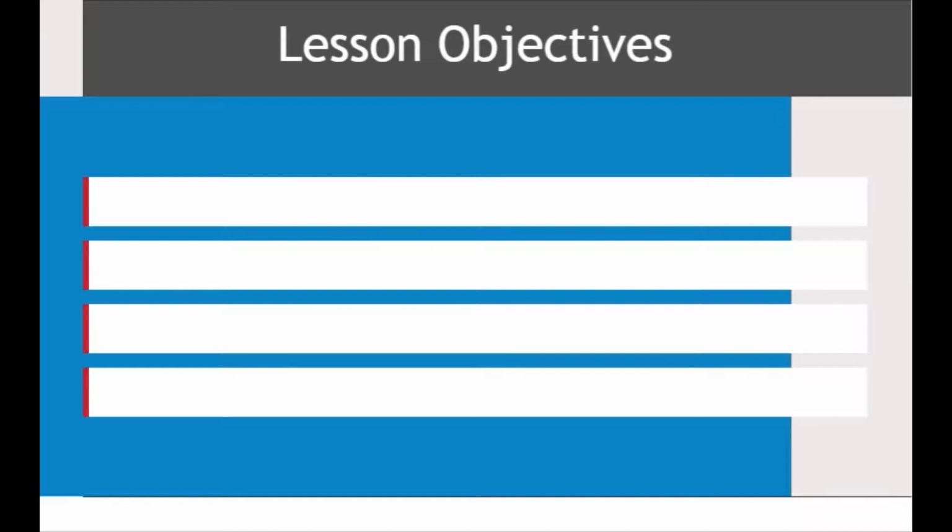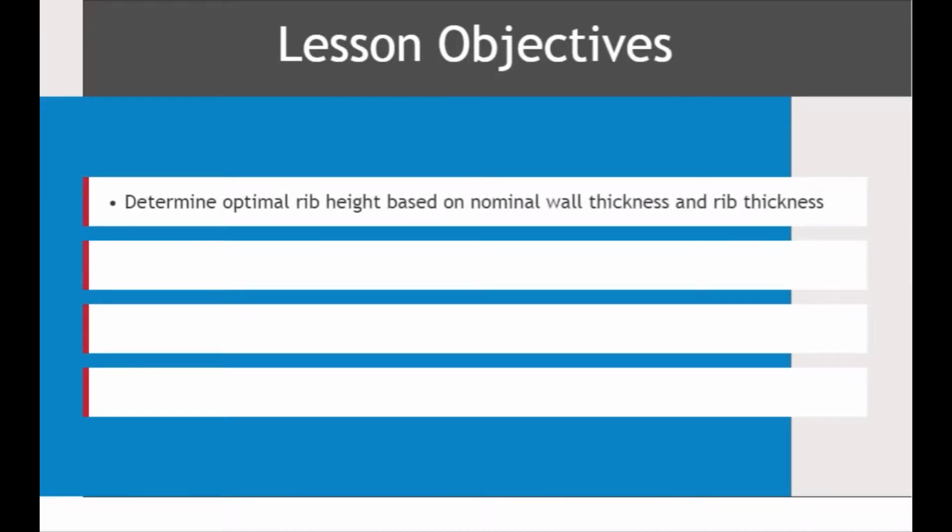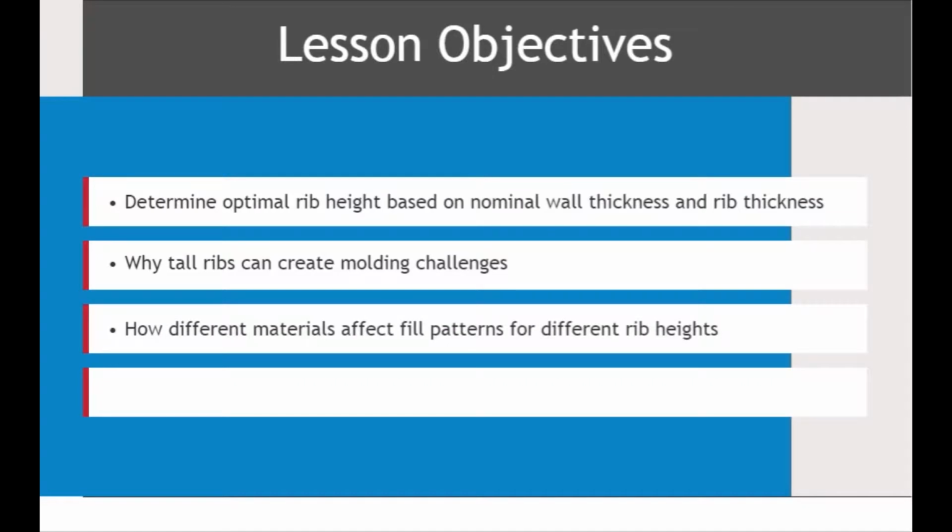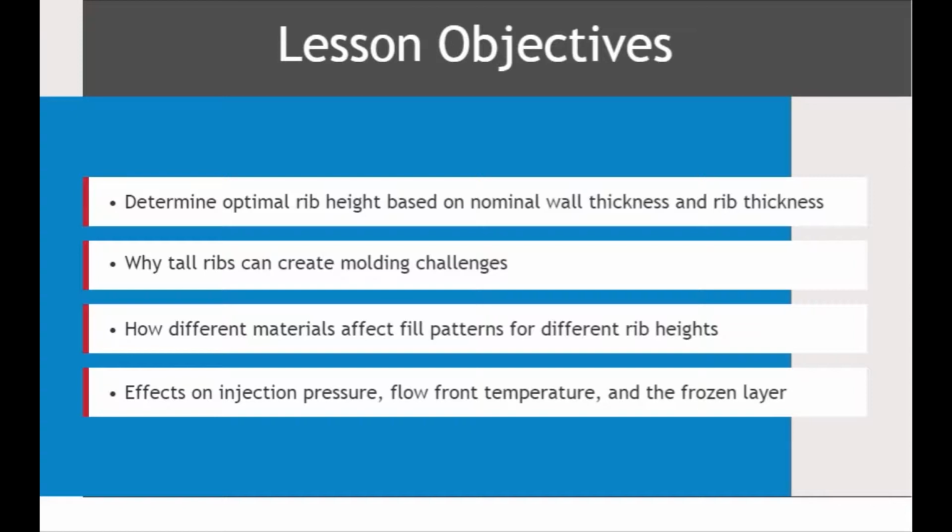In this lesson, you will learn how to determine optimal rib height based on nominal wall thickness and rib thickness, why tall ribs can create molding challenges, how different materials affect fill patterns for different rib heights, the effects of rib height on injection pressure, flow front temperature, and the frozen layer.